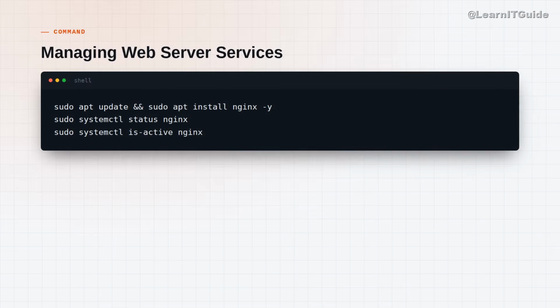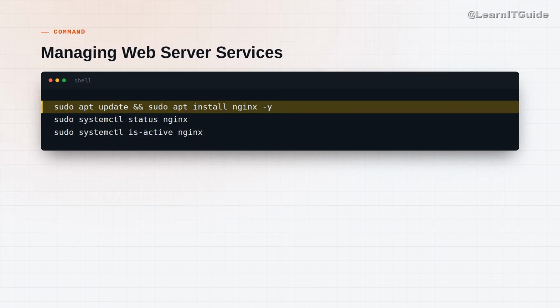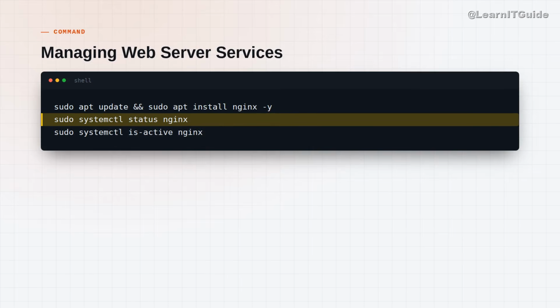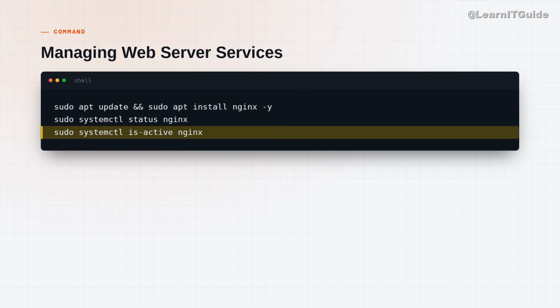Let us put this into practice. First, we install Nginx using the package manager. Once installed, we check its status using the systemctl status command. This gives us the current state, whether it is running, and the last few lines of its logs. Finally, we use is-active to get a simple yes or no response, which is perfect for writing automated scripts later.